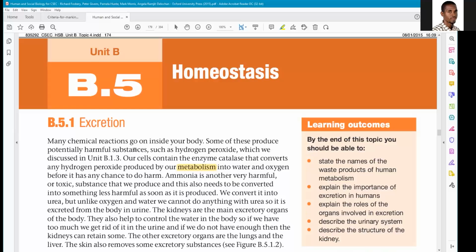So if there's too much salt, you would do one of two things. You would either feel thirsty and drink water, while at the same time, the body would be trying to get rid of the excess salts by passing them into your bladder, which of course would be excreted to the outside. The other excretory organs are the lungs and the liver, and also the skin.